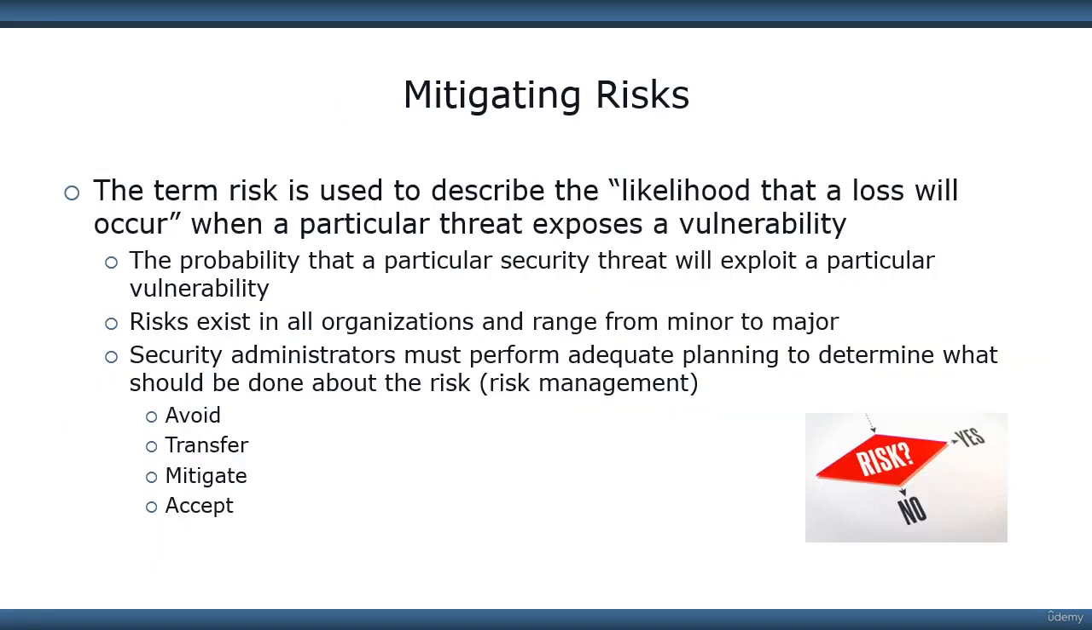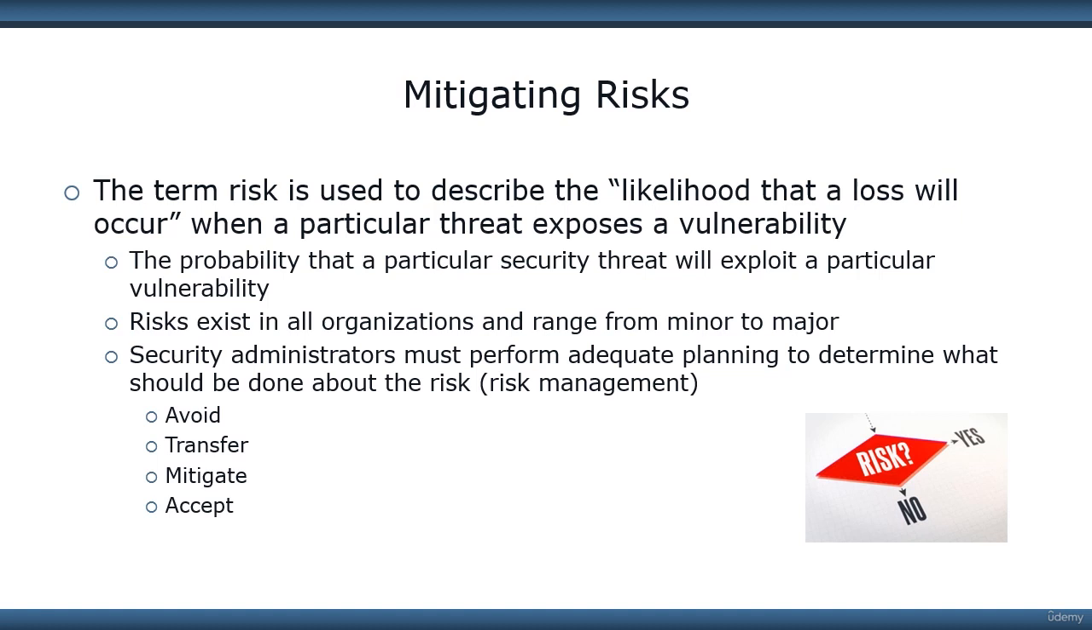Now, the term risk is used to describe the likelihood that a loss would occur when a particular threat exploits a vulnerability. It's the probability that a particular security threat will exploit a particular vulnerability, right? We said the threat-vulnerability pairs. Risk exists in all organizations, and ranges from minor to major. The amount of money and time and effort we put towards these risks will depend on the category of risk. Security administrators have to perform adequate planning to determine exactly what should be done about risk, and that is termed risk management. We've got basically 4 options.